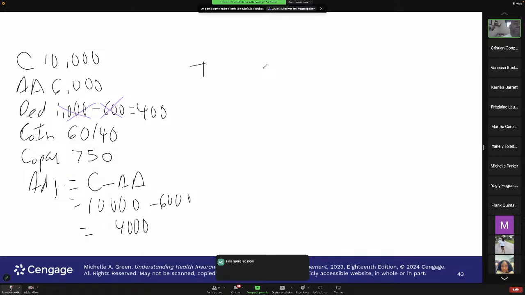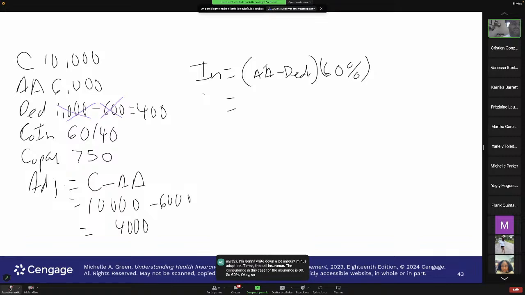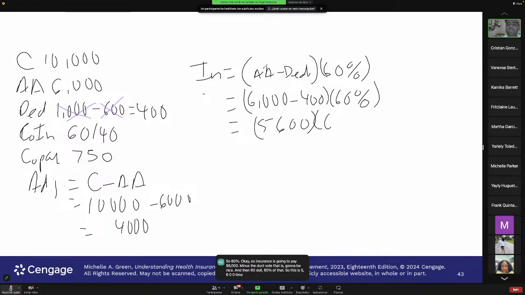So now let's do insurance first. Like always, I'm going to write it down. Allowed amount minus deductible times the co-insurance. The co-insurance in this case for the insurance is 60%. So insurance is going to pay $6,000 minus the deductible, which is $400, and then 60% of that. So this is 5,600 times 60%.